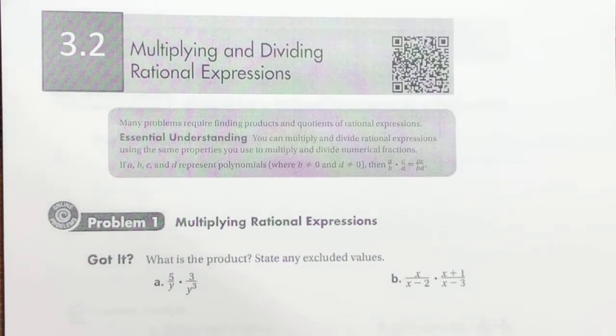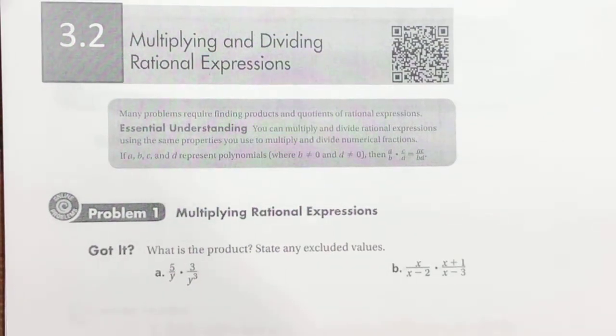Hello, today we're going to start section 3.2, which is multiplying and dividing rational expressions. So far we have learned how to simplify, and now we're going to learn how to multiply and divide. Multiplying and dividing, I think, is a little bit easier than adding and subtracting, so that's why we're going to do that first. Many problems require finding products and quotients.